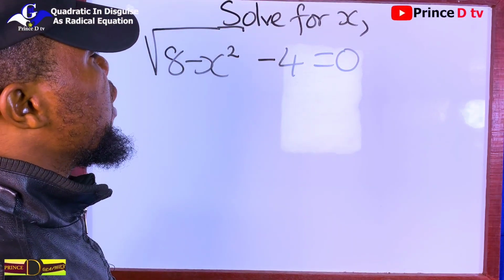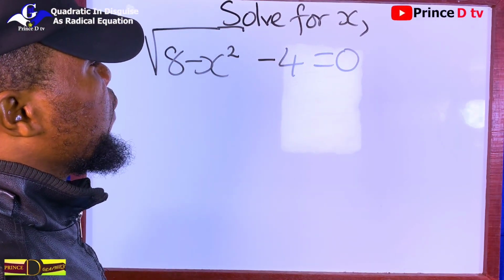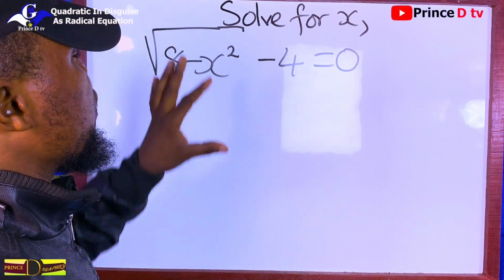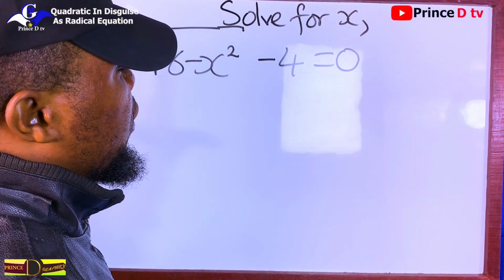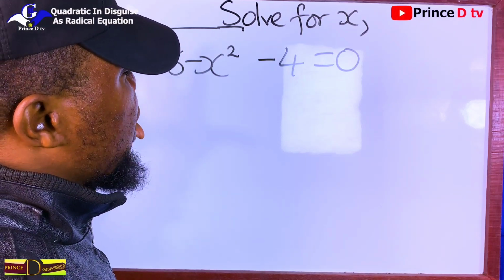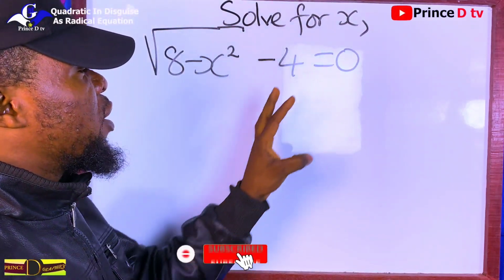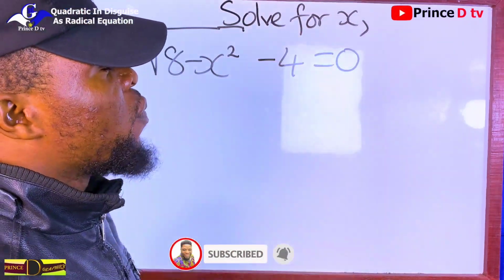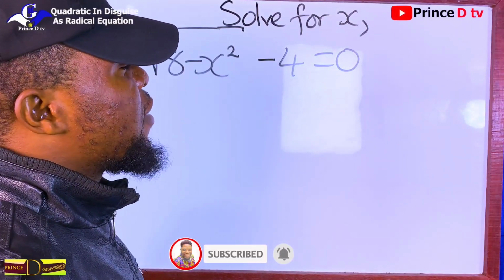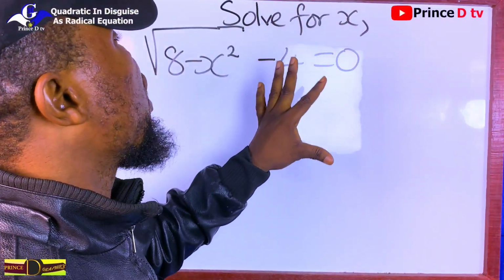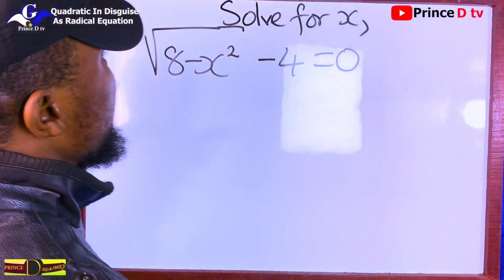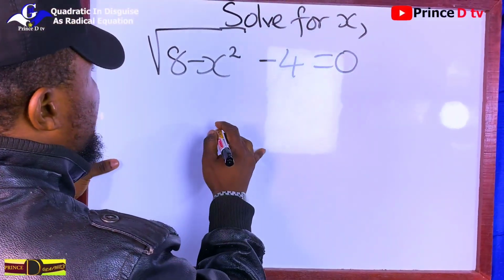The first step, we need to isolate the term with the square root sign. So this is the term with the square root sign. We have to isolate that, and if you know algebra, what do we need to do? We need to take care of the negative 4. So we can of course add 4 to both sides of the equation to eliminate this, so that we'll be able to isolate the term with the square root sign.